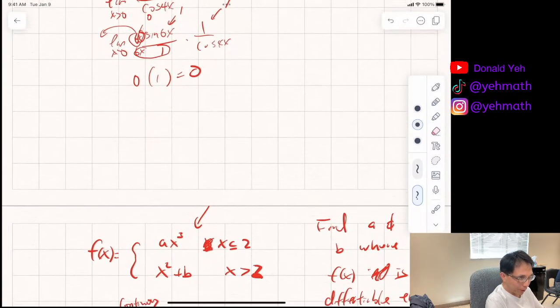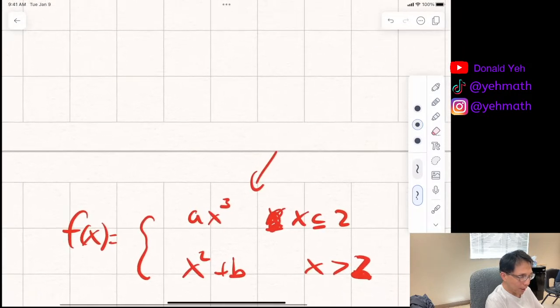Okay, so first question, I'm gonna start with this question. It says f of x equals a x cubed when x is less than 2, and x squared plus b when x is greater than 2. And I want to make this function differentiable everywhere, not just continuous. Differentiable everywhere. So, you guys should already know this.